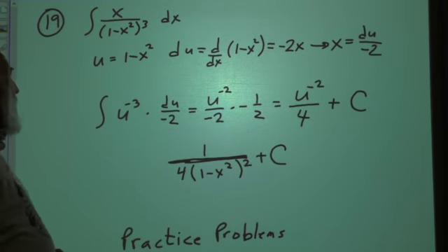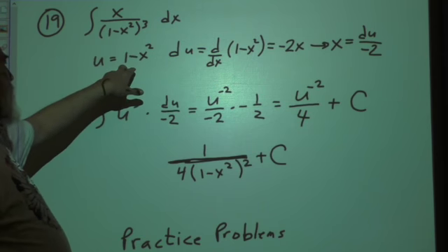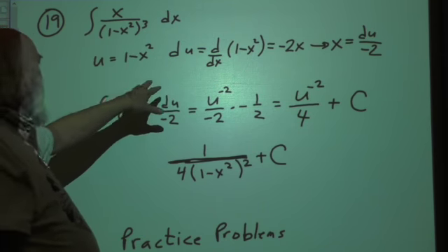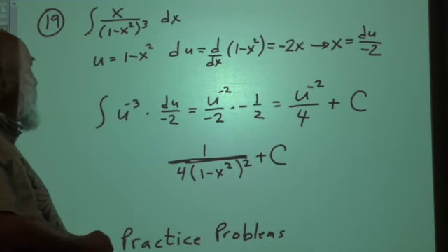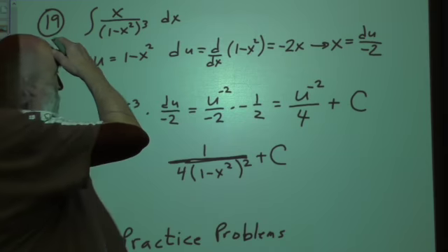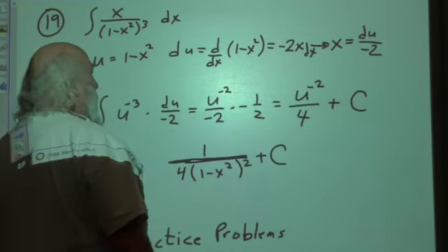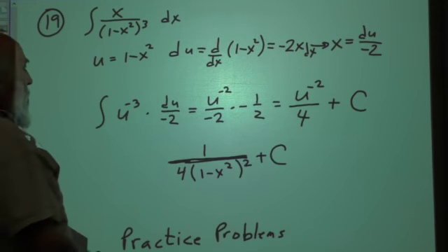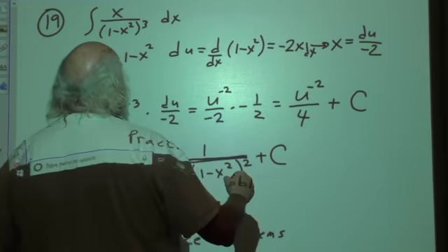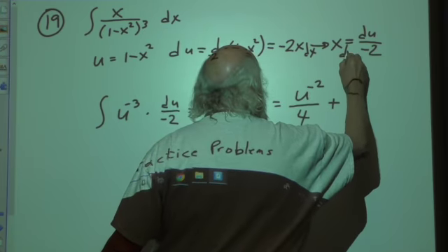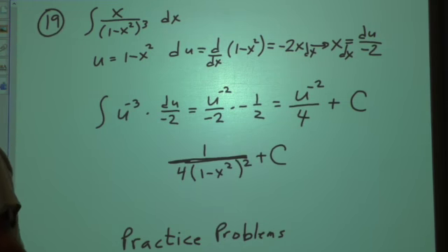Number 19, same kind of thing. 1 minus x squared will be our u. Our du is the derivative of 1 minus x squared, which is negative 2x dx actually. Put that in there. And that means the x dx rather is going to be du over negative 2.